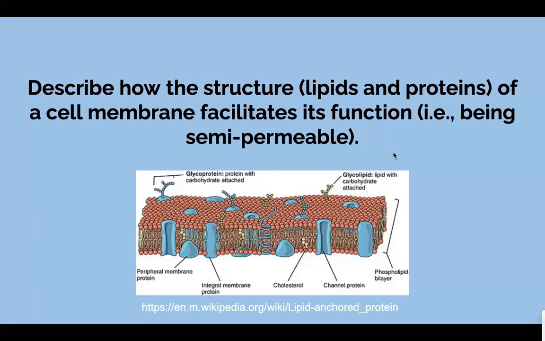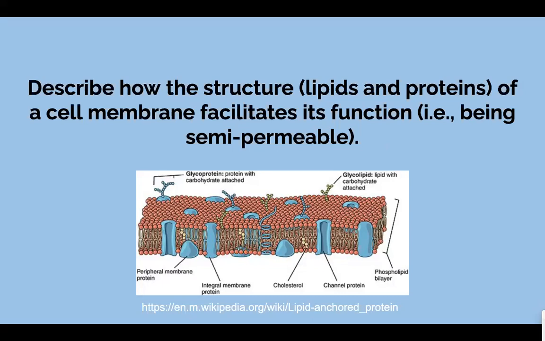The question was to describe how the structure, lipids, and proteins of a cell membrane facilitate its function, i.e. being semi-permeable. The cell membrane, also known as the plasma membrane, is a vital component of all cells. Its structure is crucial for its function as a semi-permeable barrier, allowing certain substances to pass through while restricting the movement of others. The cell membrane mostly consists of lipids and proteins, which work together to facilitate its function.